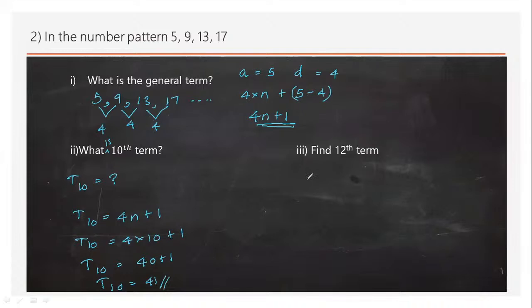Find the 12th term. What is the 12th term? T12 equals 4n plus 1, so 4 into 12 plus 1. 4 times 12 is 48, plus 1. T12 is 49.